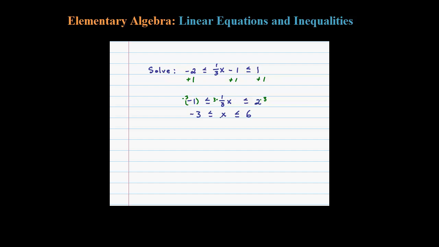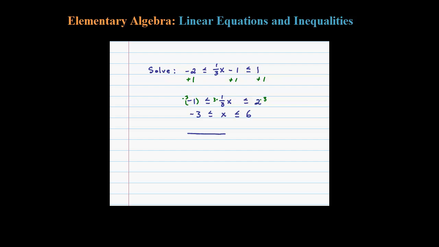Let's look at, say, for example, 0. Certainly 0 is in between -3 and 6. If I substitute 0 in here, 1/3 times 0 is 0. So -1 certainly is greater than -2 at the same time, less than -1. So it works. Now I have actually infinitely many answers in between -3 and 6.